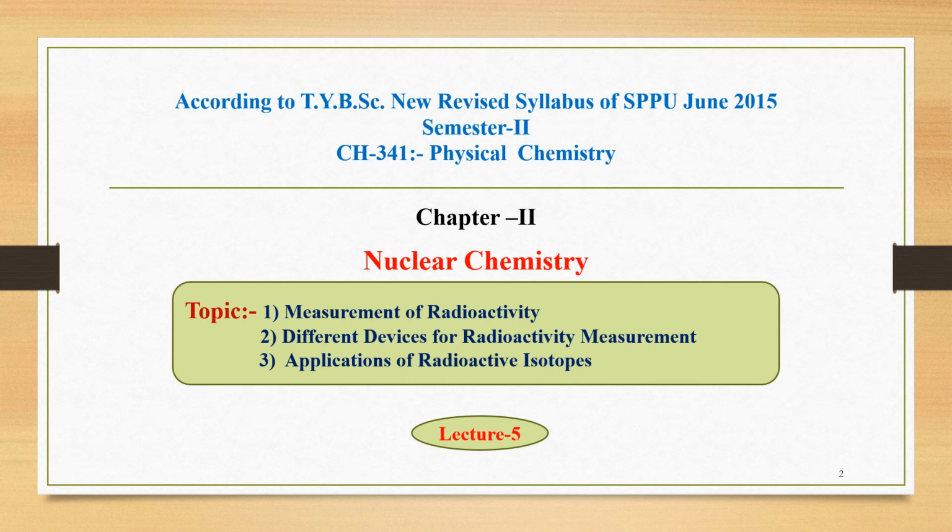In this lecture number 5, we are going to cover some important points from the chapter Nuclear Chemistry. The topics which we are going to cover in this lecture are measurement of radioactivity, different devices for radioactivity measurement, and the third important topic which we are going to study is applications of radioactive isotopes.